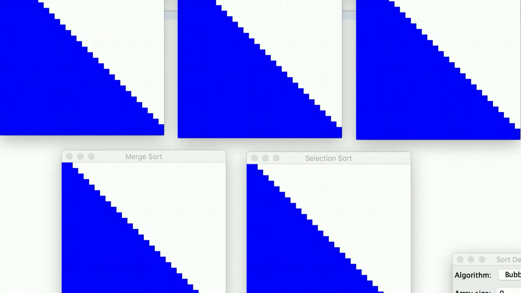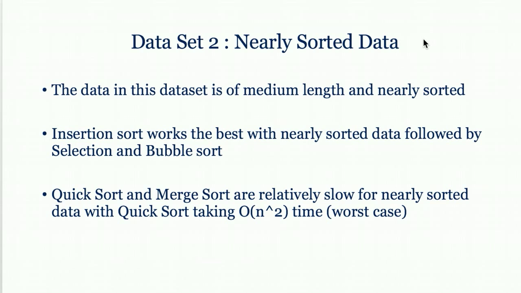We're done now. The set of data that we're going to compare when sorting algorithms is nearly sorted data. So that is going to be my data set 2. Why do we use nearly sorted data? Because again, different algorithms behave differently when faced with sorted data. So the data in this data set is particularly of medium length and nearly sorted.